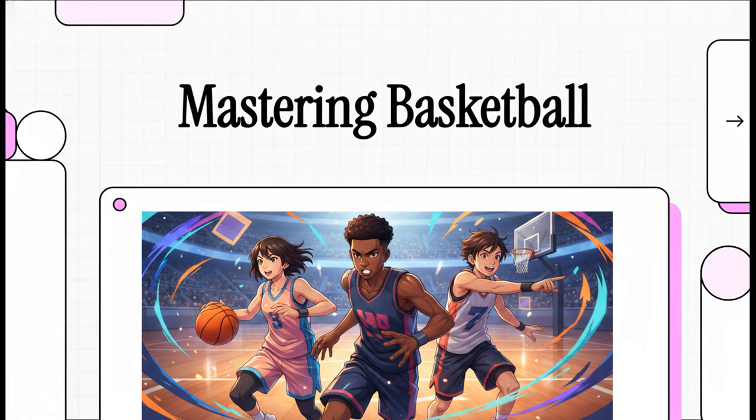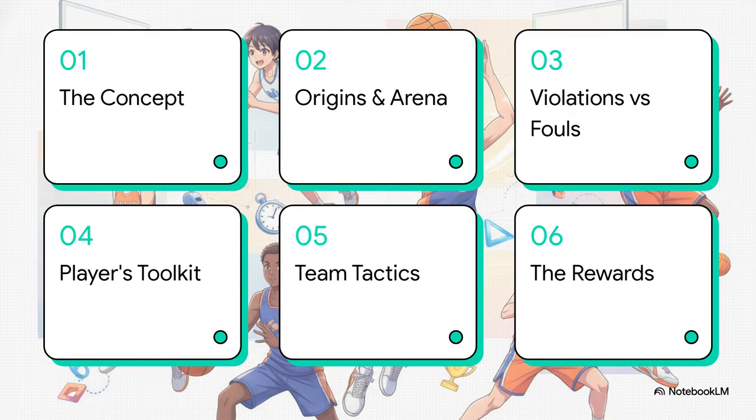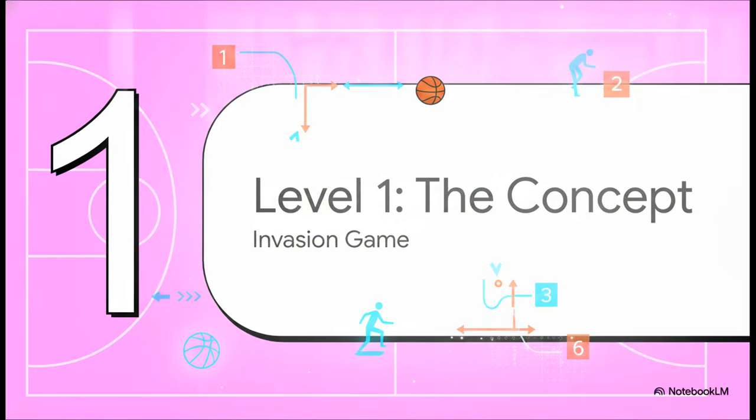So whether you're stepping onto the hardwood for the very first time, or you're a student looking to seriously elevate your physical education performance tasks, we are going to unpack the absolute foundational concepts you need to truly master the game. Here is our quick roadmap for today. First, the core concept. Second, origins and the arena. Third, violations versus fouls. Fourth, the player's toolkit. Fifth, team tactics. And finally, number 6, the rewards. So let's kick things off with level 1, the concept.